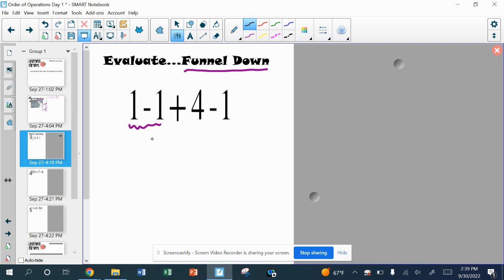1 minus 1 is 0. I know it's a 0, but I still want to write it. Plus 4, minus 1. Okay, now I still have to go left to right. I'm still going to do that part. 0 plus 4 is 4. I still have minus 1. Notice I'm writing everything down that I didn't do yet. Write it down. And now 4 minus 1, that's 3.